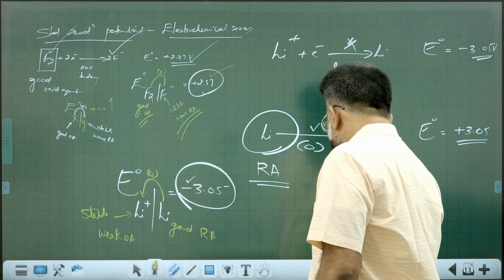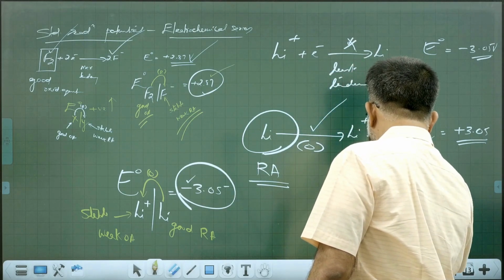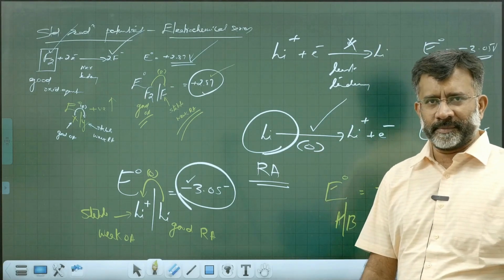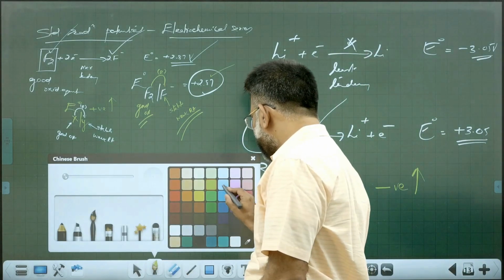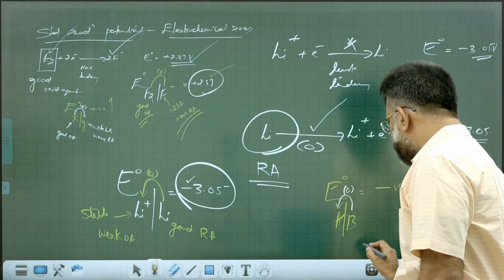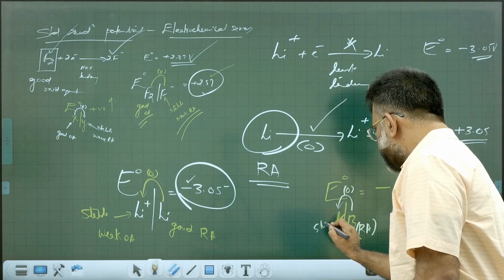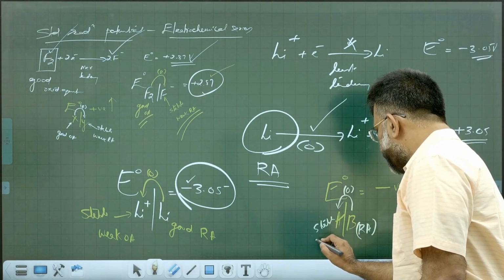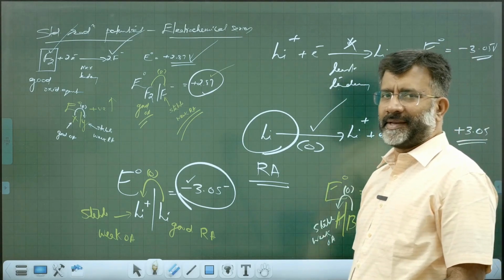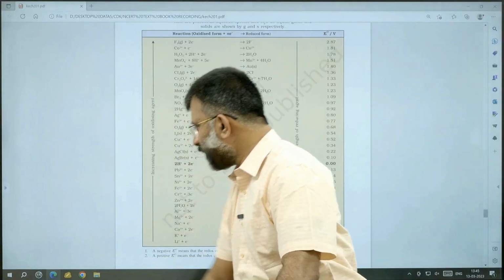Let me tell you hypothetically, E naught A bar B, high negative. What is the meaning? The meaning is this B is easily oxidized to A, and B is a powerful reducing agent, and A is highly stable, and A is a weak oxidizing agent. That is the meaning.